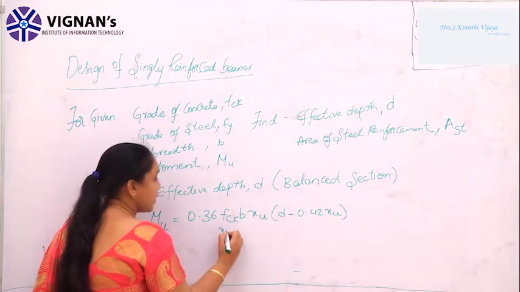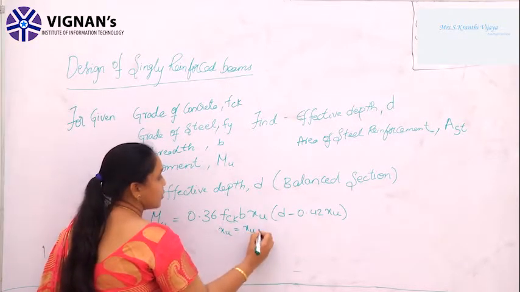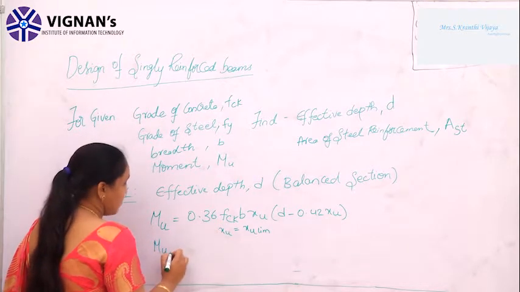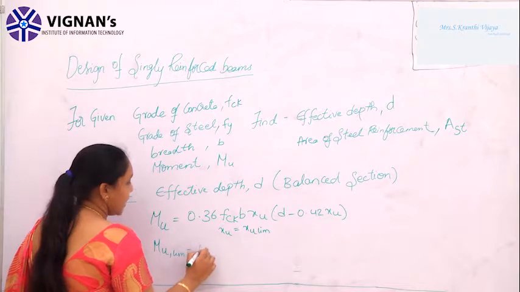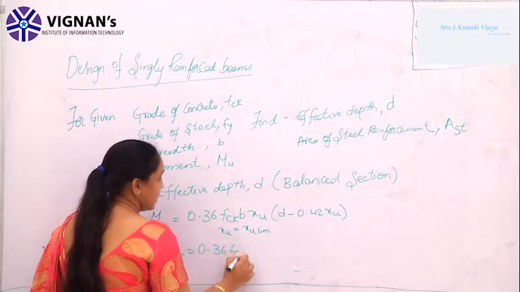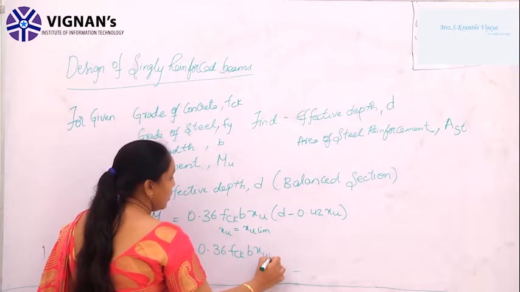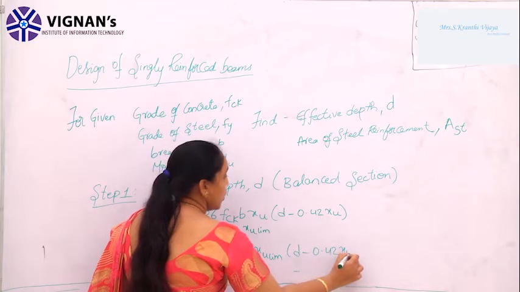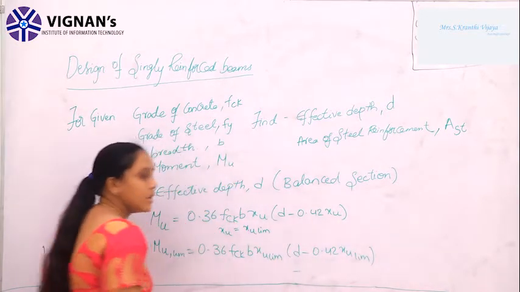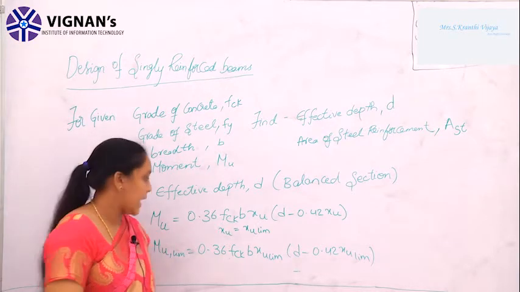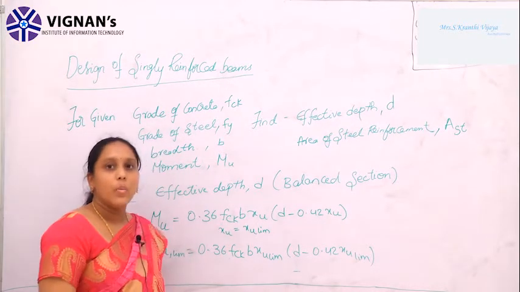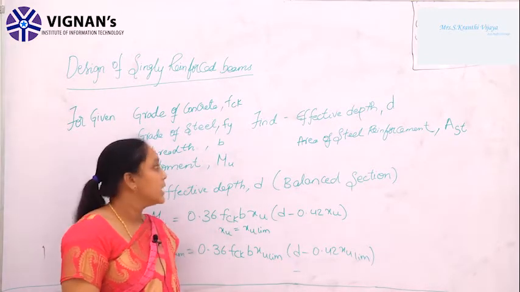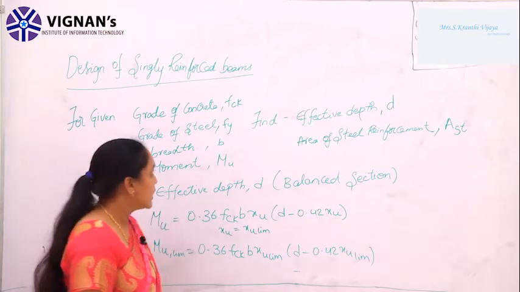in place of xu, you have to substitute the xu limit. So, the Mu limit will be 0.36 fck b into xu limit into d minus 0.42 xu limit. As we have discussed in the previous class, the xu limit value will vary based on the grade of the steel. So, for different grades of steels, the values of xu limit are discussed previously.